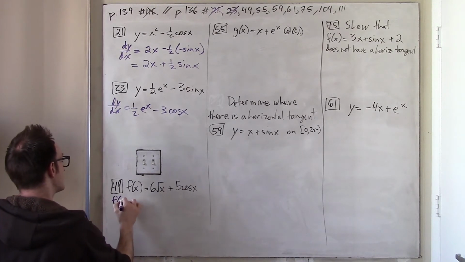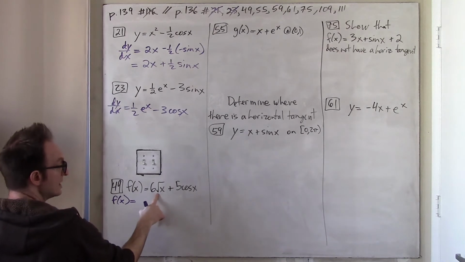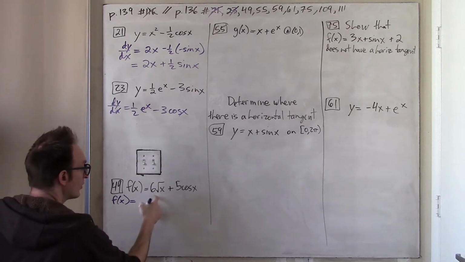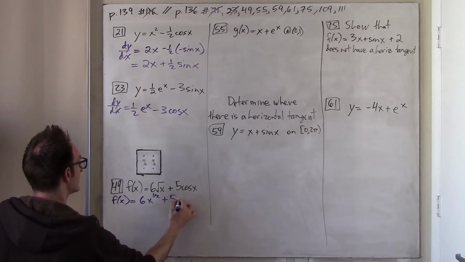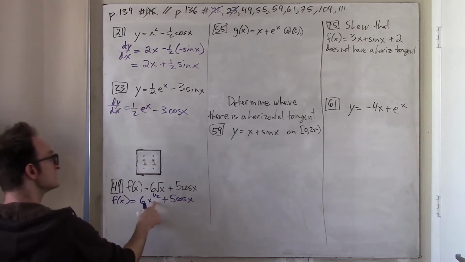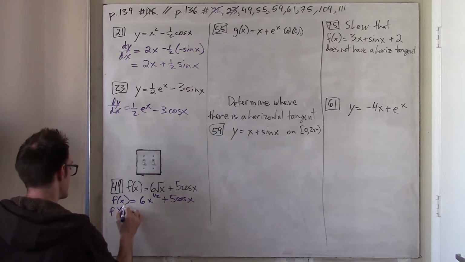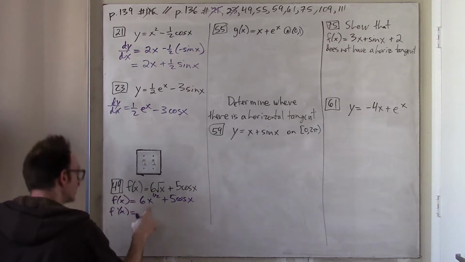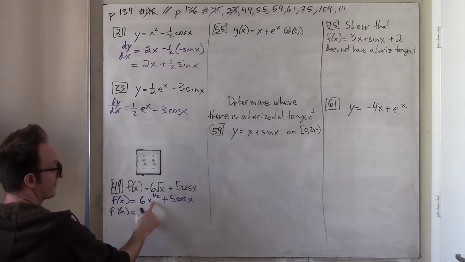Okay, well, first I'll introduce one intermediate step where I rewrite 6 root x in derivative-friendly form. What is 6 root x? Well, it's 6x to the 1/2. I think this is a good thing to do for beginners because it shows that the power rule is applicable because this is a power function. It's a function of the form x to the 1/2.